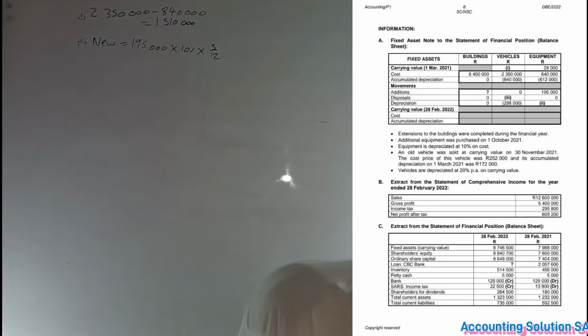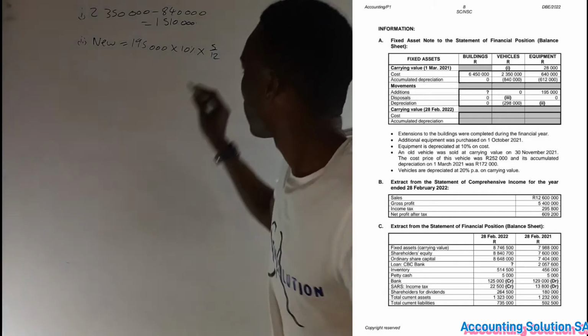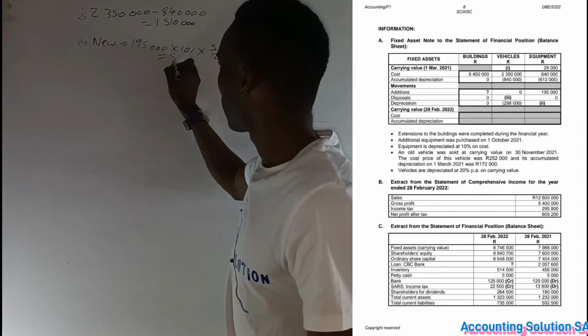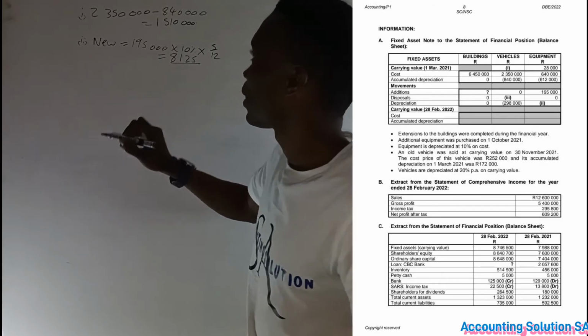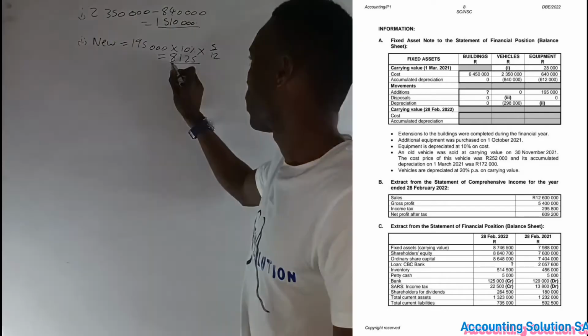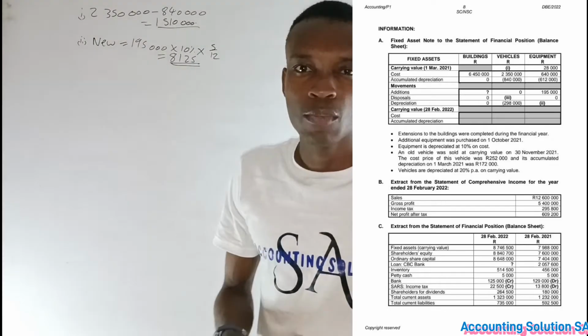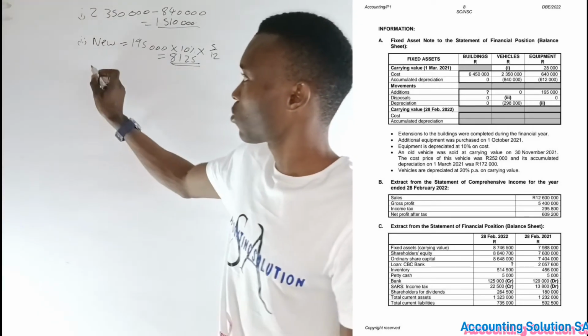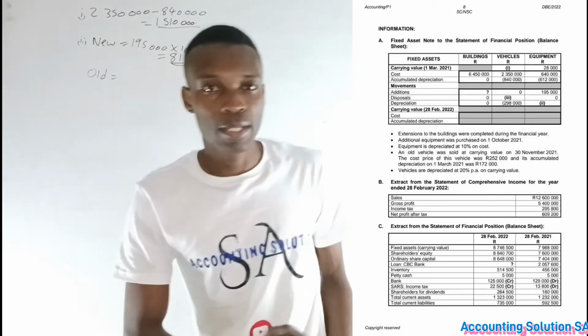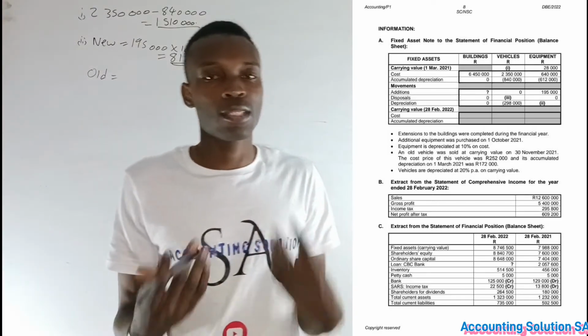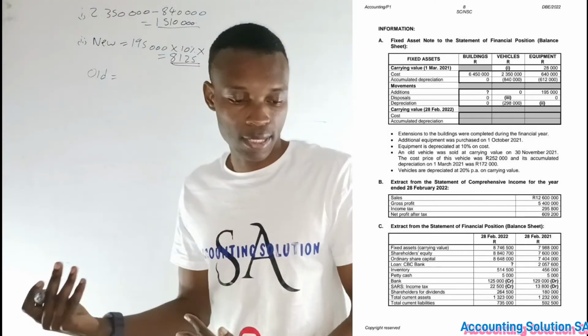Okay, then if you do all this calculation, you are going to get an amount of 8,125. Simple as that. Okay, but we are not done. The reason is because we also have our old equipment. The rate that we are going to use is the same, 10%.